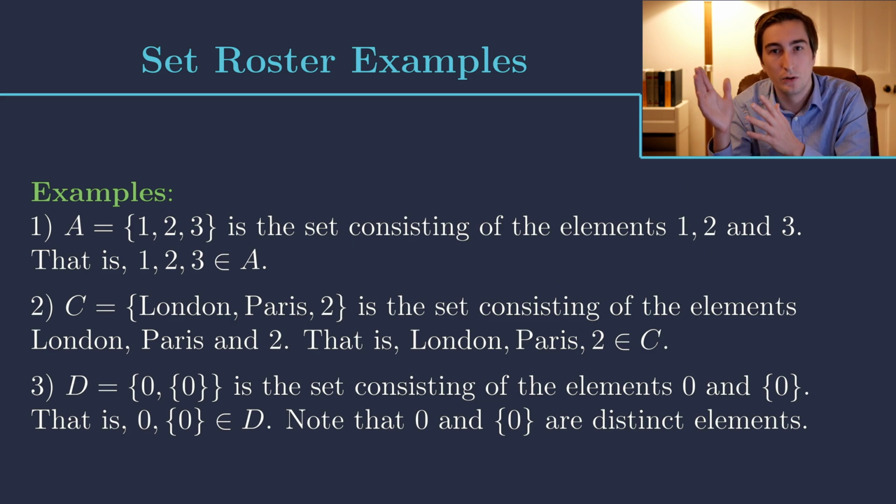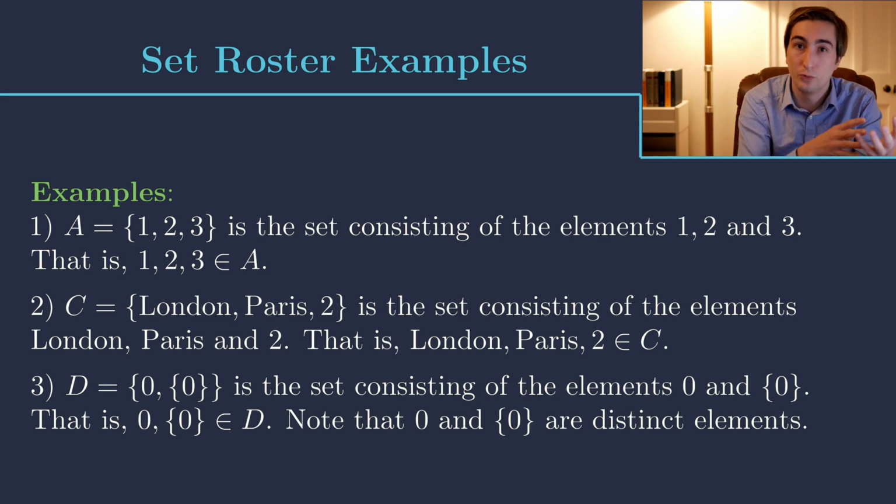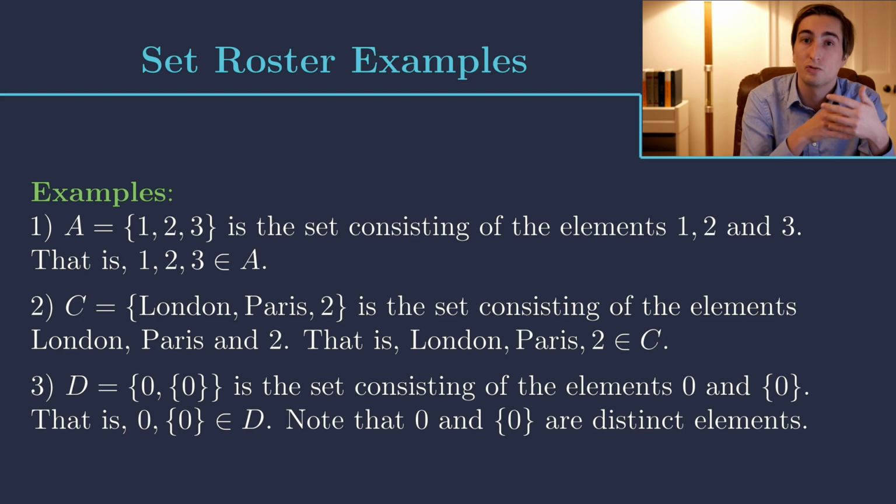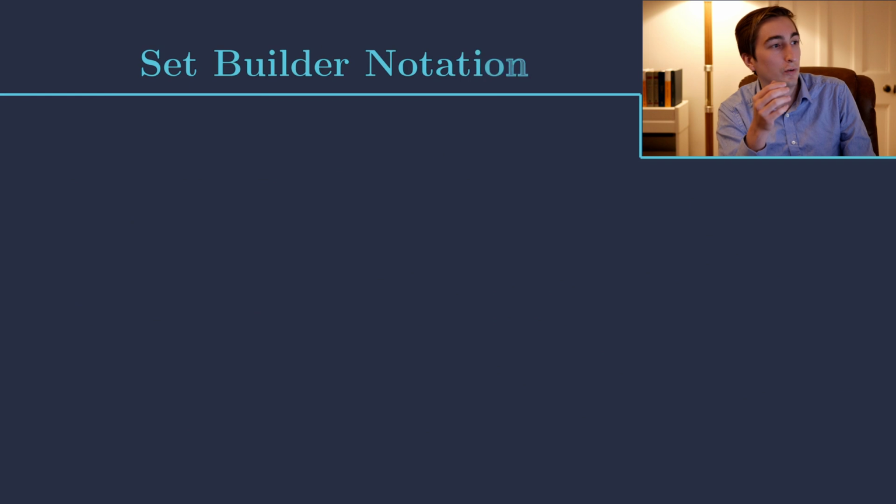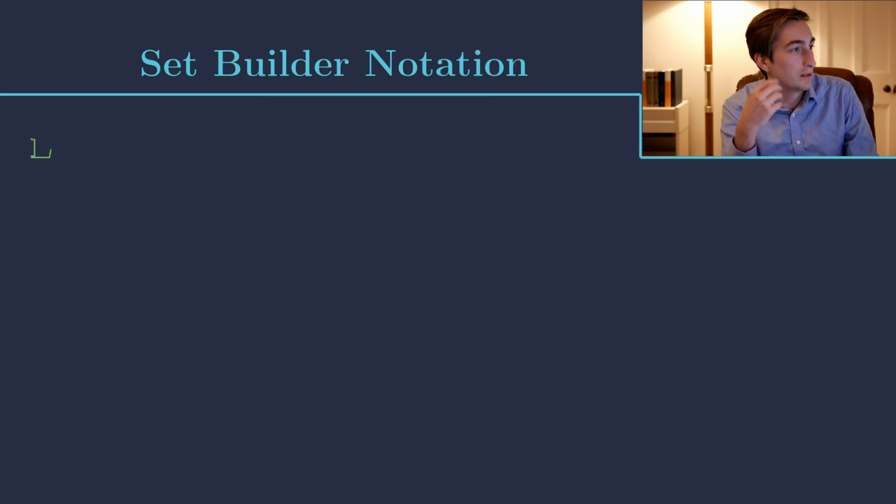And I'm not going to write out all the elements to describe that set. So is there another way that we can describe sets, or those types of sets? And we can, and this is what we call set builder notation. This ties in with the idea of a predicate, and we'll see that in just a minute.